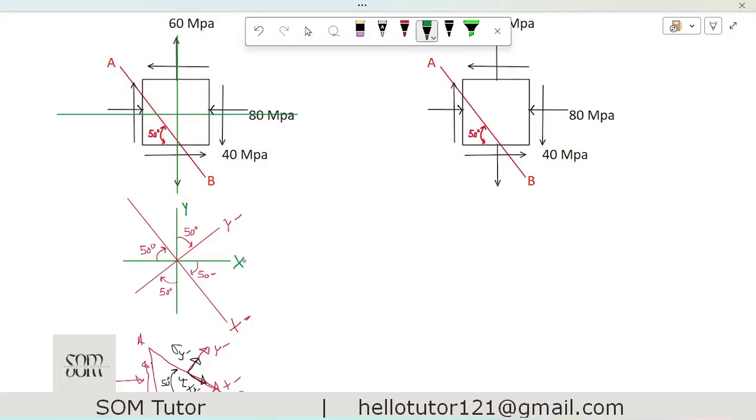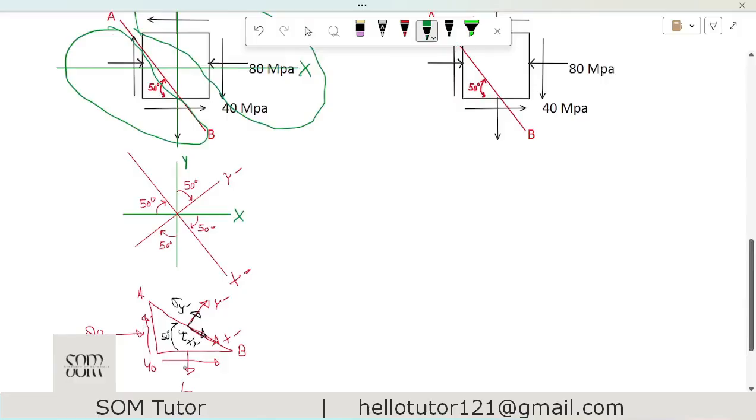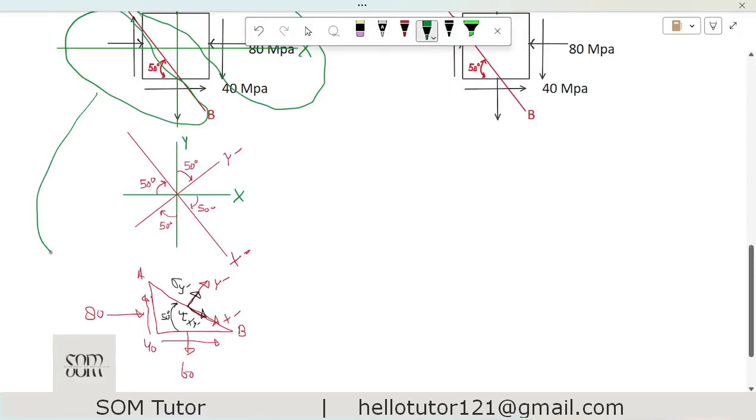I have assumed this is the x-axis, right? So this is the x-axis and this is the y-axis. These are the original, before rotation. So you can see this is the bright side, I mean the positive side, and this side is the negative side. I told you in the sign convention, because these two things are from here.